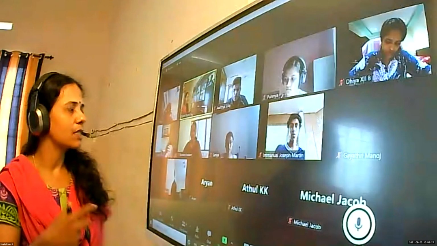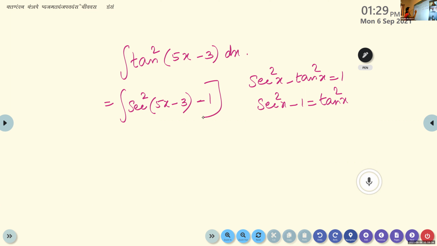So we can write this as integral of sec square of 5x minus 3, minus 1, into dx. Tan square x will be sec square x minus 1. Is it okay, Emmanuel? Emmanuel, is it clear? Yes, sir.